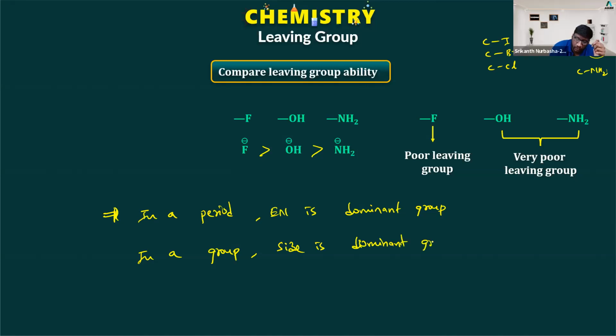Fluorine, oxygen, nitrogen bearing negative charge: I am comparing electronegativities. So based on electronegativity, we have commented that F is a good leaving group when compared to OH and NH2. But if you compare iodine, bromine, chlorine and fluorine, I am comparing size. I am not talking about electronegativity. In a group, size is the dominant factor. In a period, electronegativity is the dominant factor.